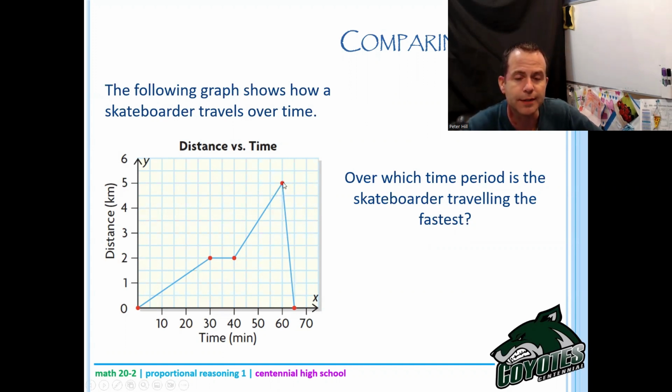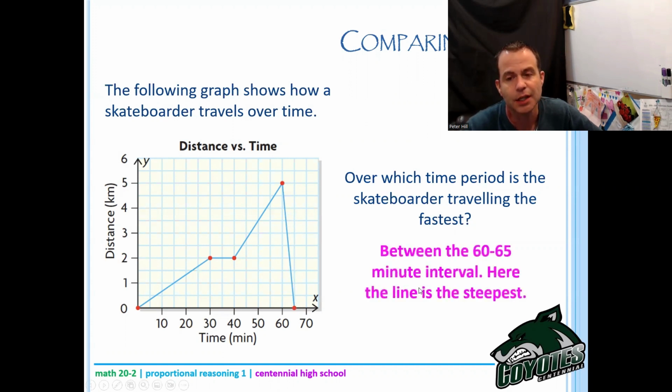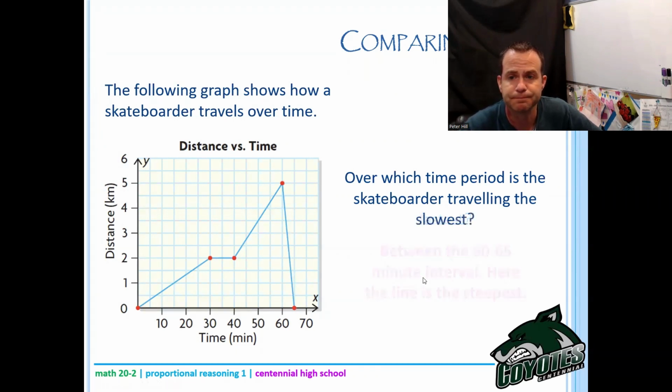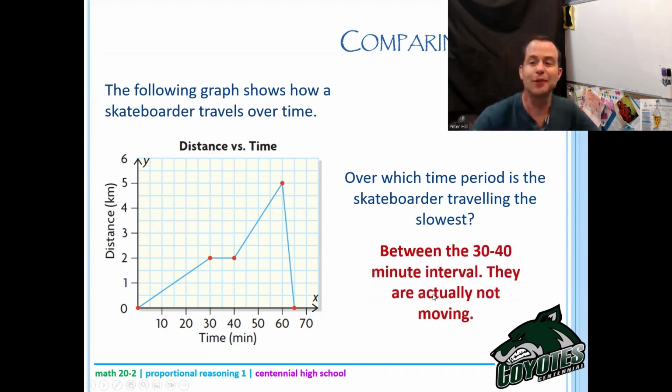I covered, what's that, 5 kilometers in about 5 minutes, so that's the fastest time that is happening. Over which time period is the skateboarder traveling the slowest? Well, right here between this 30 and 40 minute mark, I'm not moving at all. So I would be traveling the slowest if I'm not moving. I know they're not moving because the distance isn't changing. Time continues whether you move or not, and that's what gives us the horizontal line.